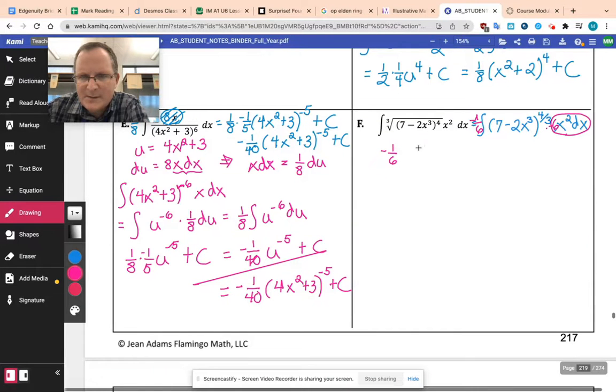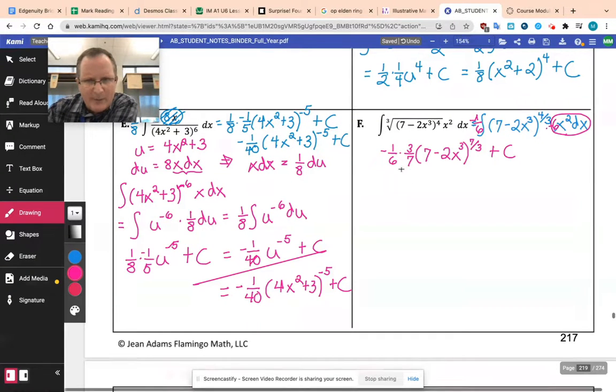So here we go. I have a negative 1/6. I'm going to leave myself some space here. I have 7 minus 2x cubed. The new exponent is going to be what, 7/3? Divide by the same, plus c. And I'm going to be done. So that simplifies a little bit.